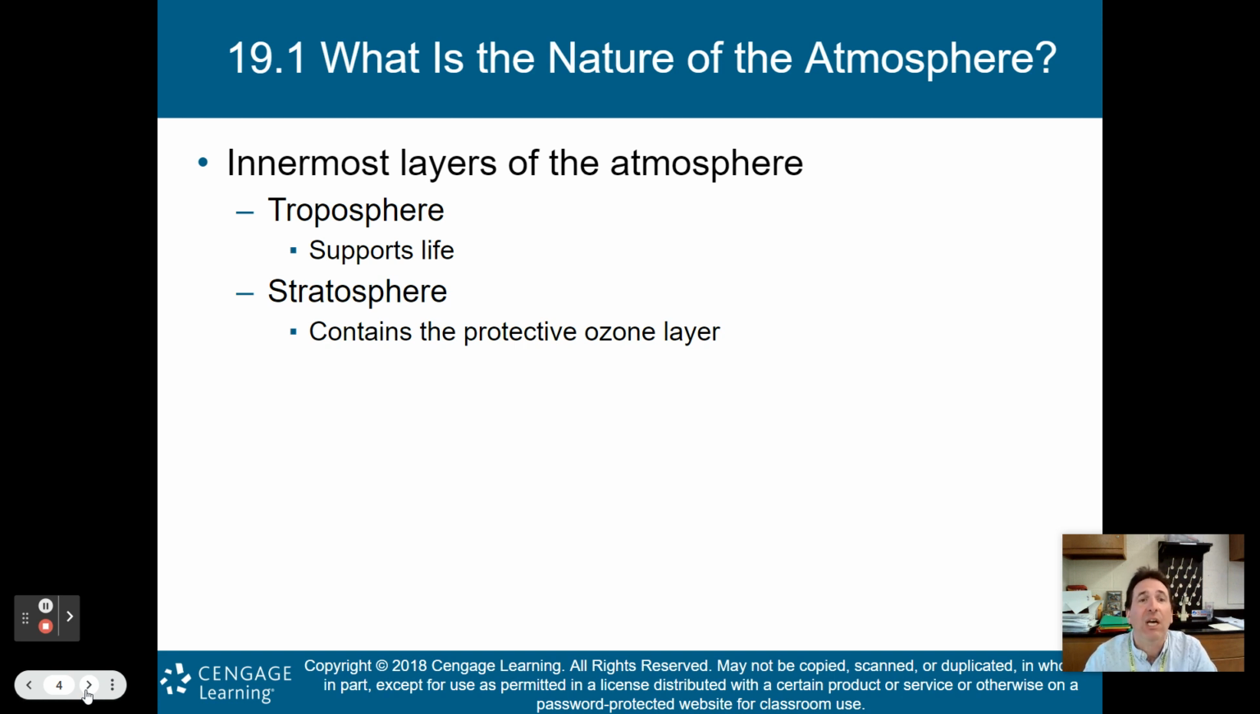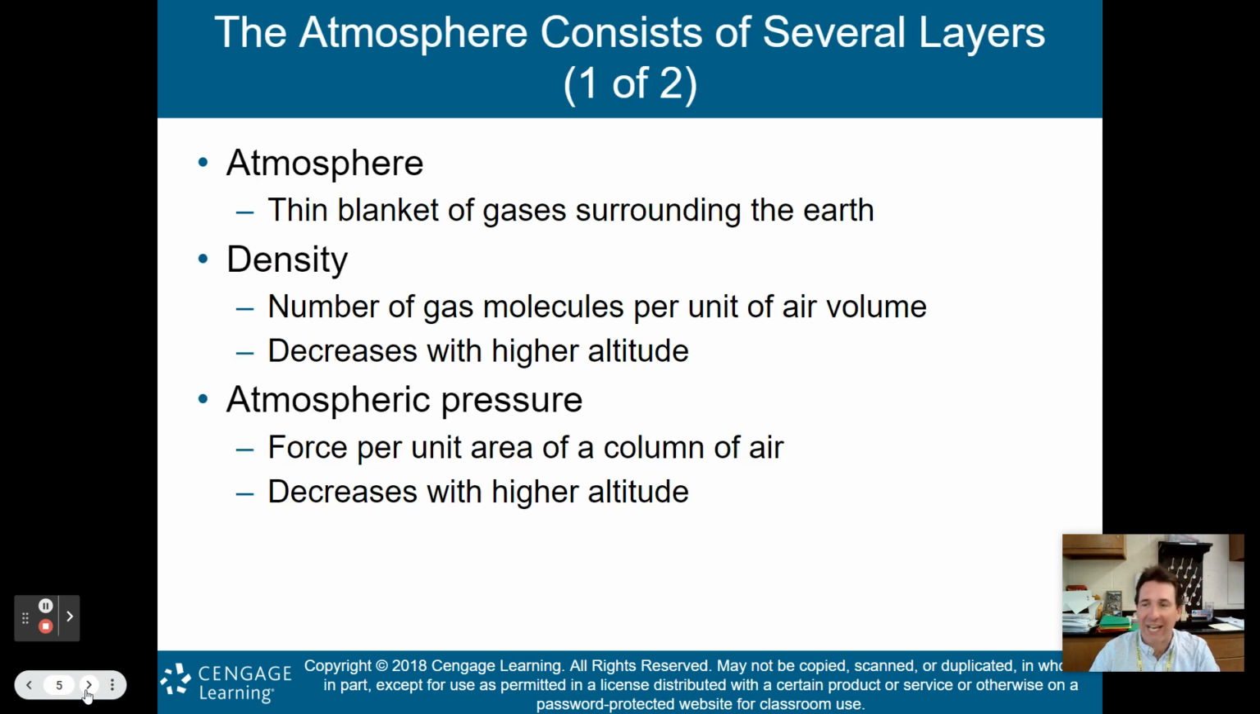The troposphere is the layer of the atmosphere that we are in here. It is the lowest level, starts at the surface, and it supports life. Most of the weather occurs in the troposphere. Above the troposphere, we have the stratosphere, and what is important about the stratosphere is it contains the protective ozone layer, which protects us from the harmful UV radiation coming from the sun. Without that ozone layer, there would be no life here on planet Earth. So thank you for that. And again, the stratosphere is where that ozone layer is.